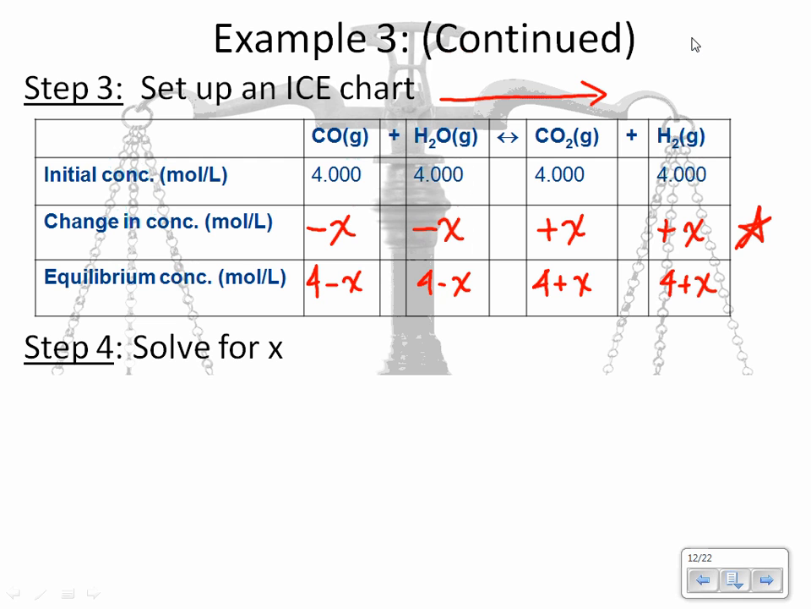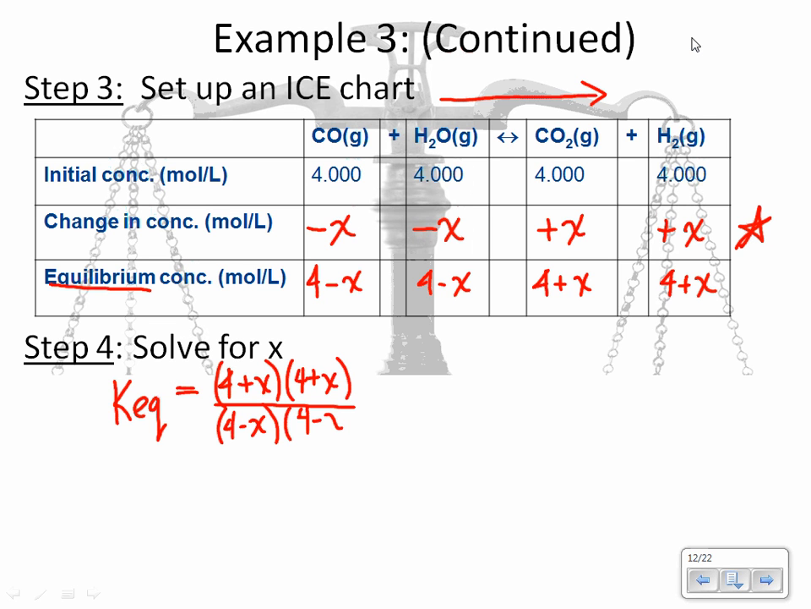So now we just have to solve for X. How do we do that? Well, now we're not looking at Q anymore. We're looking at KEQ because we're at equilibrium. So KEQ is products over reactants. So we have 4 plus X times 4 plus X divided by 4 minus X and 4 minus X.